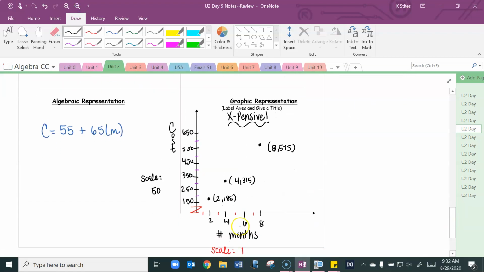All right, so let's just check. We do have labels. We do have a title. We are jumping by a consistent scale on the x-axis and on the y-axis, and we've plotted our points. So that means we are done.